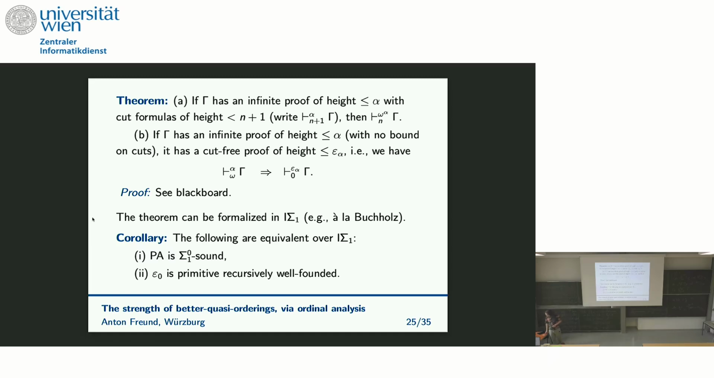Okay. And then one thing that you learn from that, and a very classical result, is that over I sigma 1, the following are equivalent. First of all, Peano arithmetic is sound for sigma 0, 1 formulas. In particular, it's consistent. And then secondly, epsilon 0, the first fixed point of ordinal exponentiation, or let's say the term notation system for this fixed point, is primitive recursively well-founded, which means that we don't have primitive recursive sequences that are infinitely descending. That's one conclusion that you can draw from that.